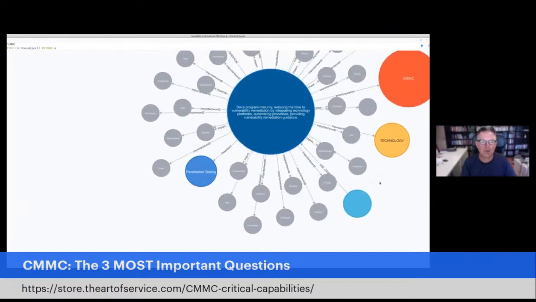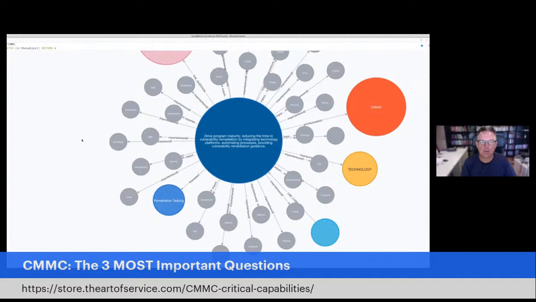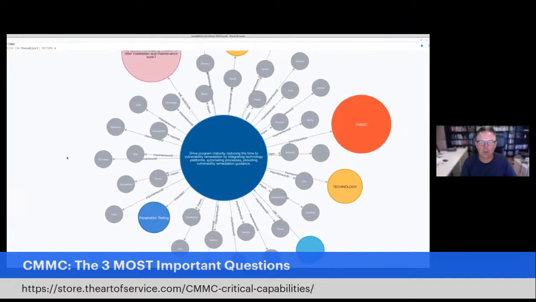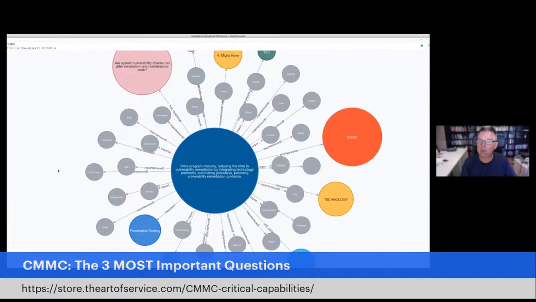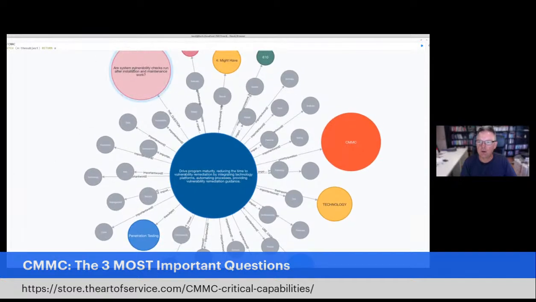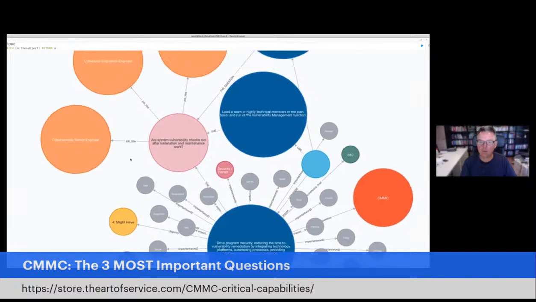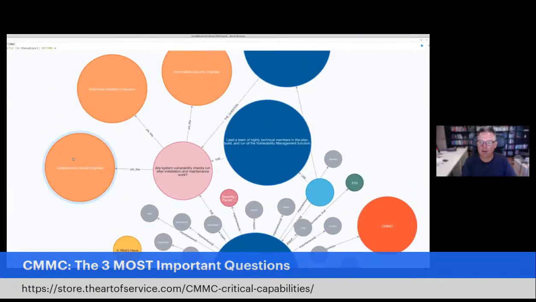Drive program maturity, reducing the time to vulnerability remediation by integrating technology platforms, automating processes, providing vulnerability remediation guidance. Our system vulnerability remediation checks run after installations and maintenance work. Good question. Do we actually do that? I'm going to ask that of my cybersecurity senior engineer, enterprise architect executive, and information security engineer, or assign that to them. And that's what I can do in the Kanban below.